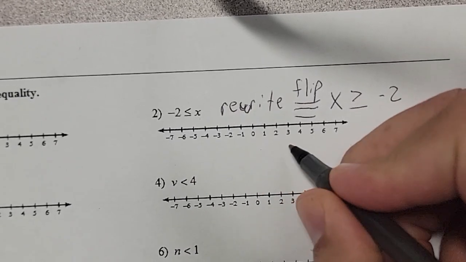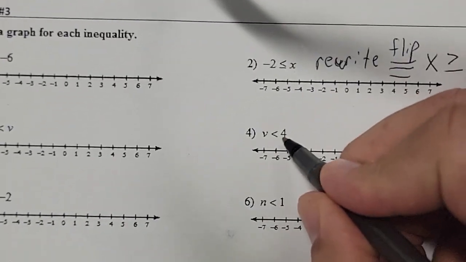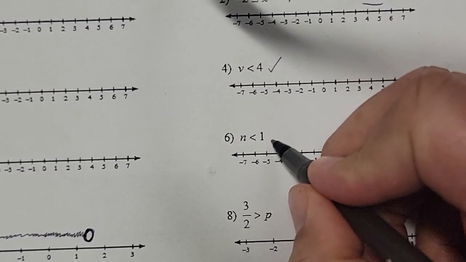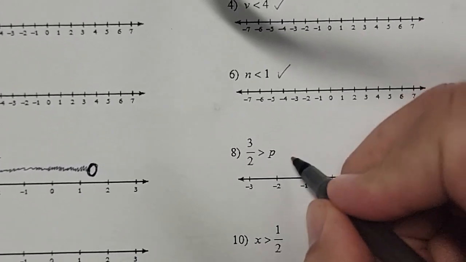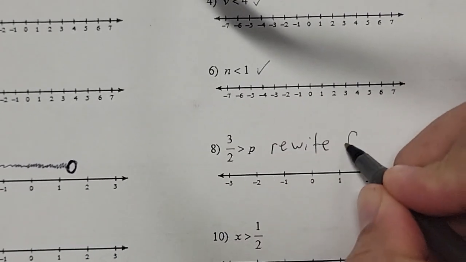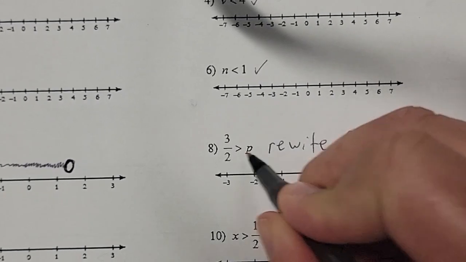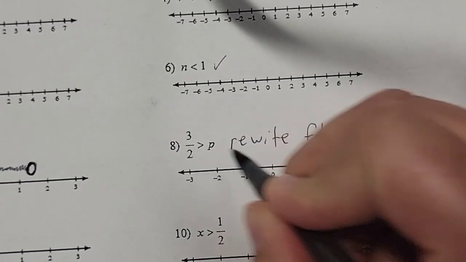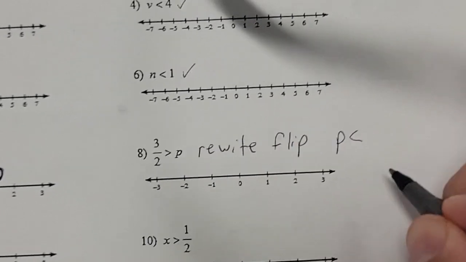Now we can go ahead and graph it. So this one is good. There's no rewrite. This one is good. This one you gotta rewrite. Remember we gotta flip. So the P goes here. The symbol has to flip too. Be very careful with that.